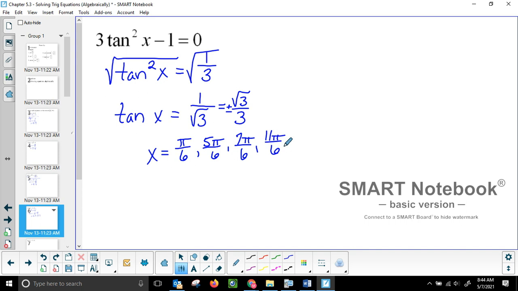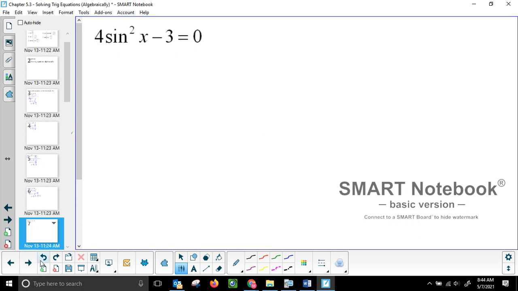All right, so same concept, just we had to remember that plus or minus. All right, go ahead and try this one. It will work much the same.